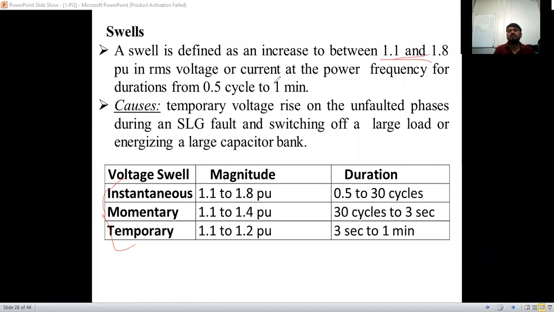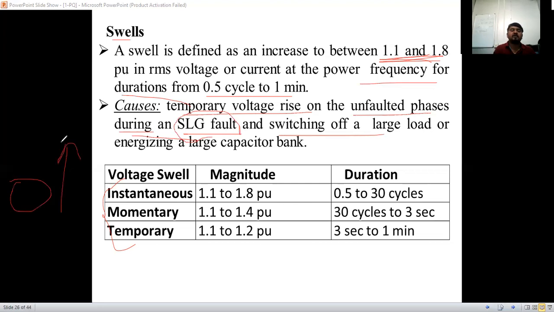Now, a voltage swell is a rise in RMS voltage or current from 1.1 to 1.8 per unit at power frequency, with a duration from 0.5 cycle to 1 minute. The causes of voltage swell include a temporary voltage rise on the unfaulted phases. Suppose a single line to ground fault occurs; the unfaulted lines' voltage will increase.